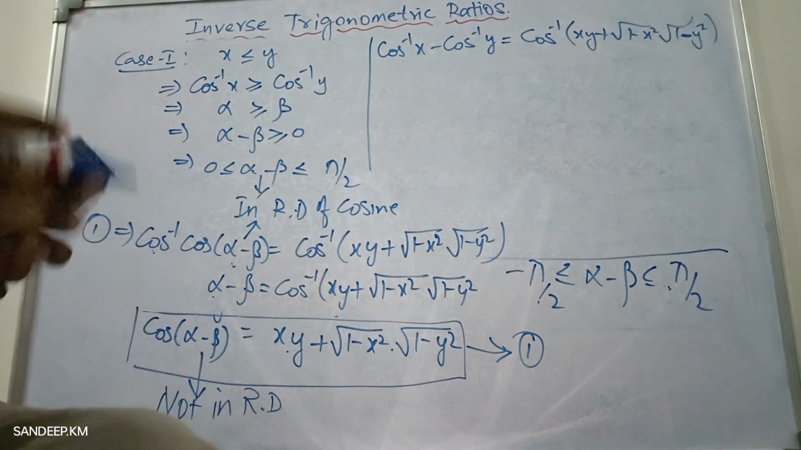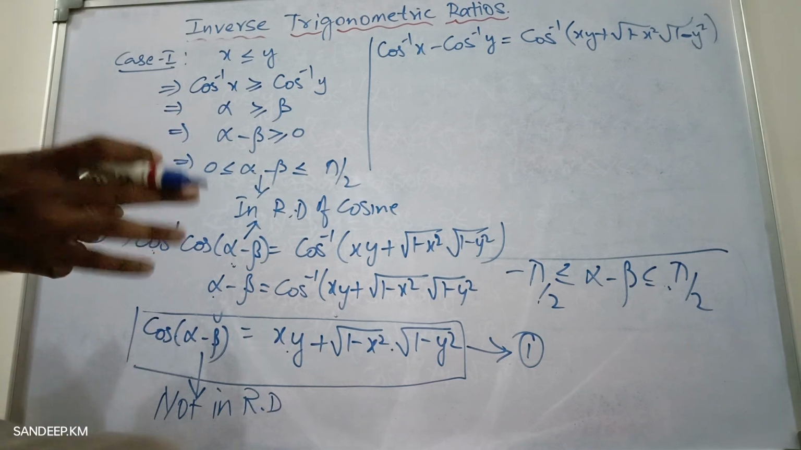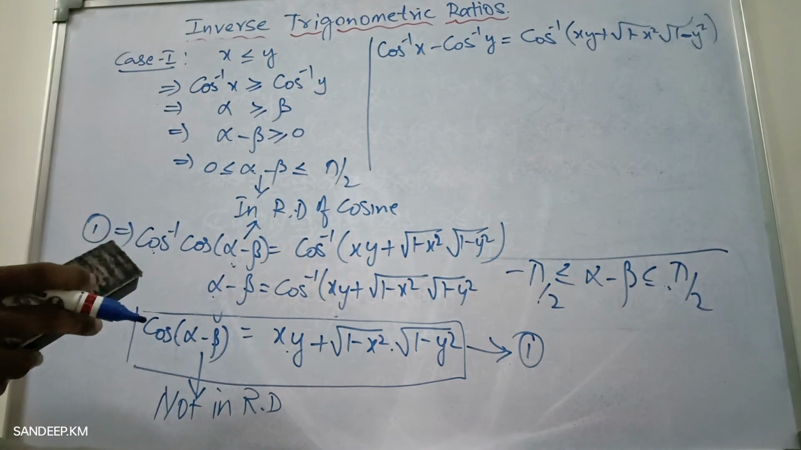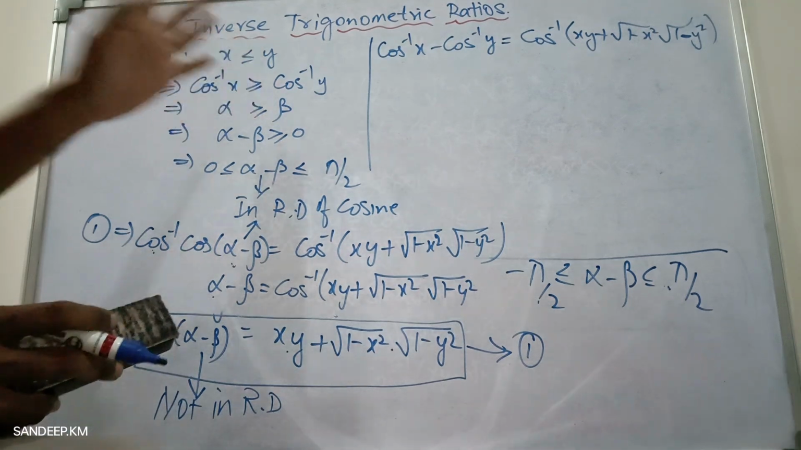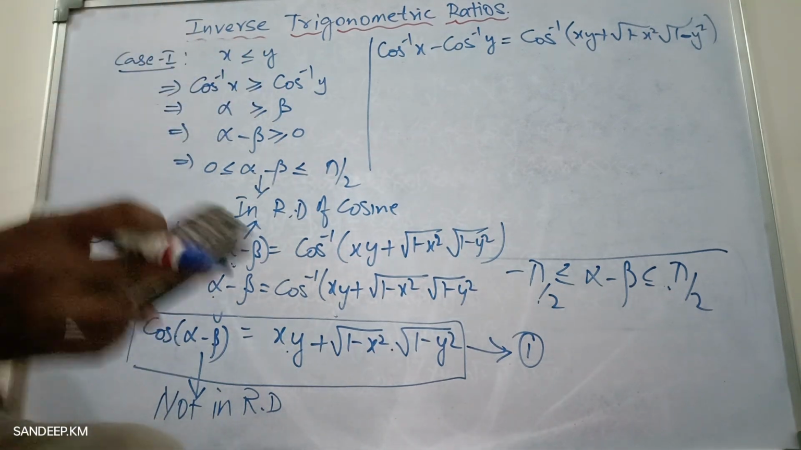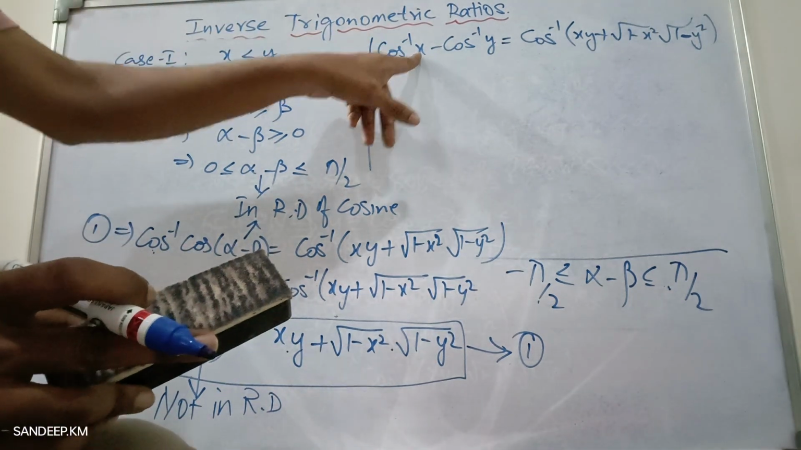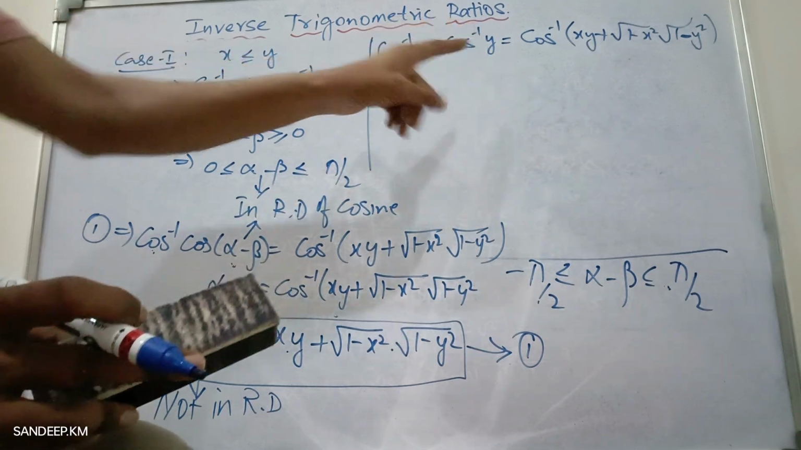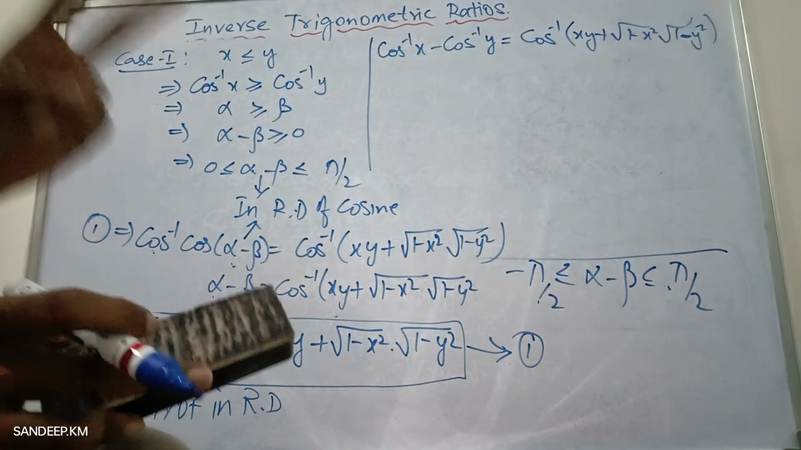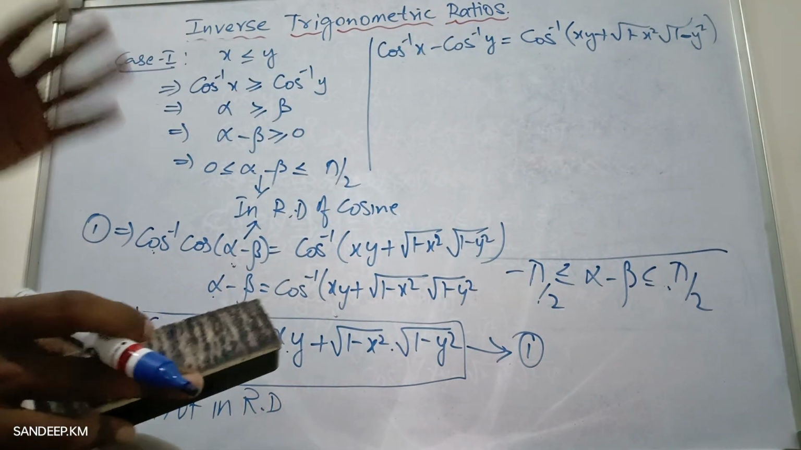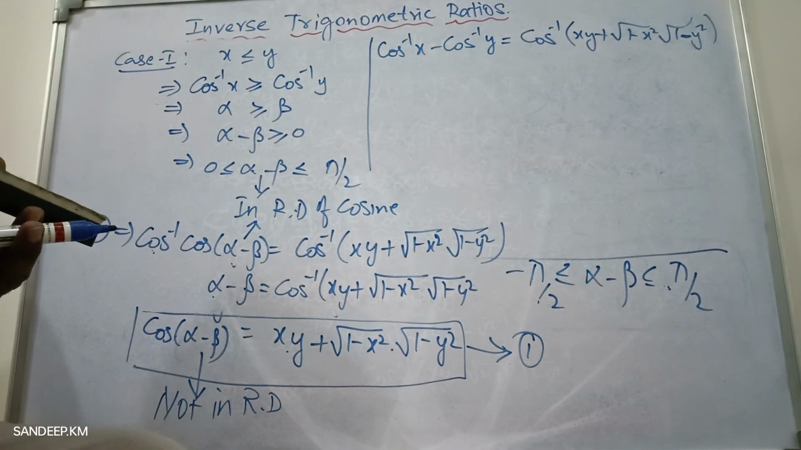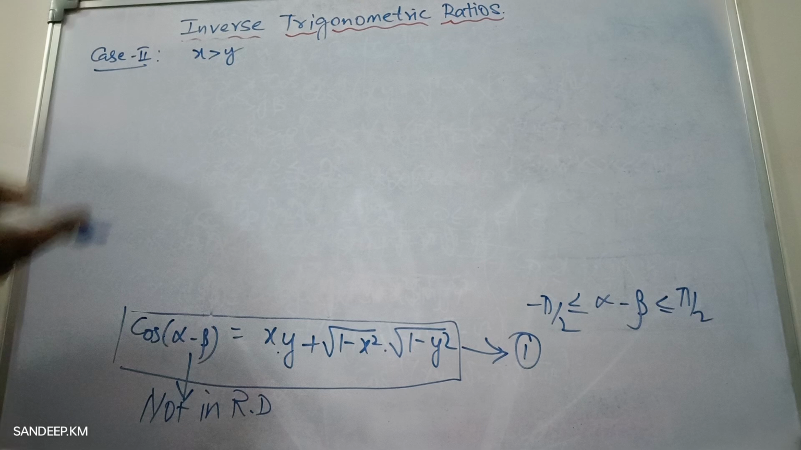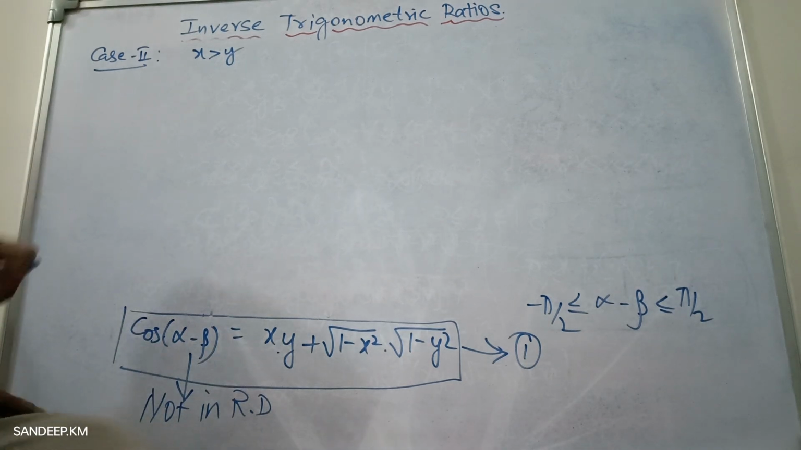Okay, so in case 1, this is just half of the proof, because I proved that cos inverse x minus cos inverse y is this when x is less than or equal to y. So in problems, if you observe that x is less than y or if x is equal to y, then I can use this formula. Now case 2 is when x is greater than y. What happens if x is greater than y? In case 2, let us see what happens if x is greater than y.